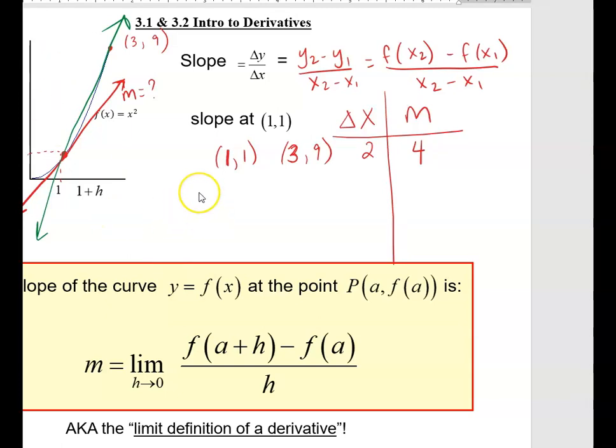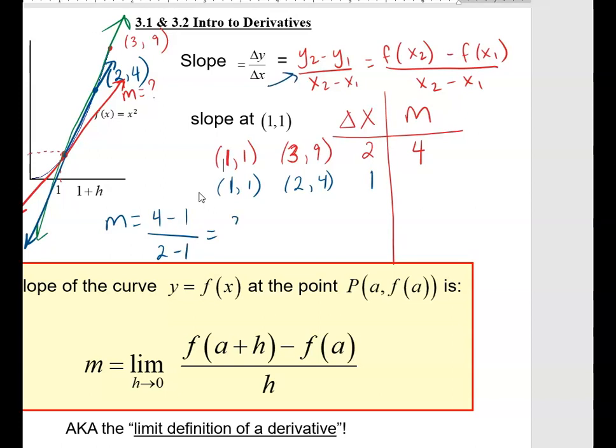Let me find a different color here. So I'm looking for, let's say 2, 4 is right there. I'm just kind of eyeballing it. And so I'm looking for the slope of the line that contains those 2 points right there. So on my paper, I'm doing 1, 1 and 2, 4. Notice that the delta x this time is only 1. What do I mean by that? That's the distance from 1 to 2, the difference in the x's. So my slope there would be 4 minus 1 divided by 2 minus 1, just using my regular old slope formula, and I get 3 over 1. So my slope there is 3.